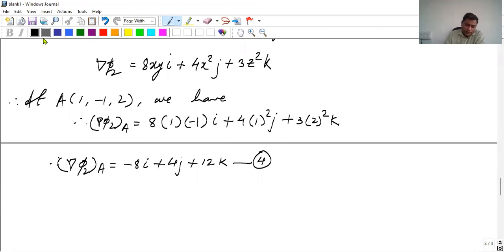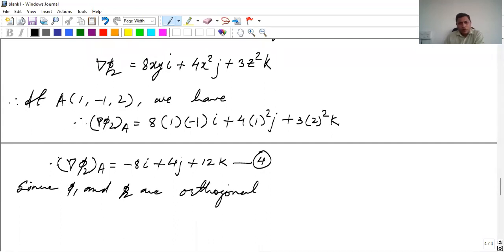Now, what we know is, since phi 1 and phi 2 are orthogonal, orthogonal means they are going to be perpendicular. Hence, what we can say is del phi 1 and del phi 2 will be orthogonal.